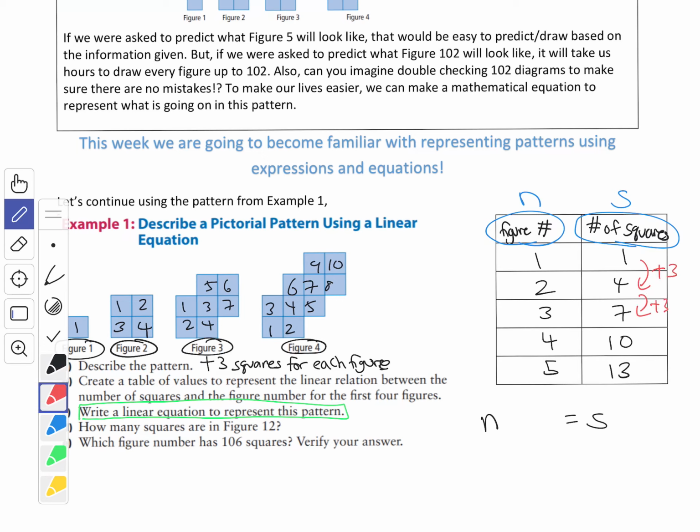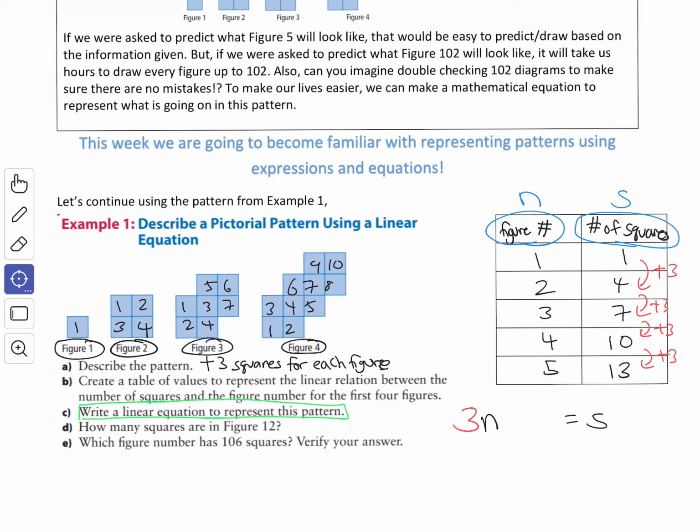Okay, all right. So like we said, every time the number of squares increases by 3. If it goes up by a constant number like that, that constant becomes a coefficient of our first variable. So we're going to write the 3 right here. So again, if the second column increases by a constant number, that constant becomes the coefficient for our variable n. And now we just figure out what we need to add to this to make this equation true.